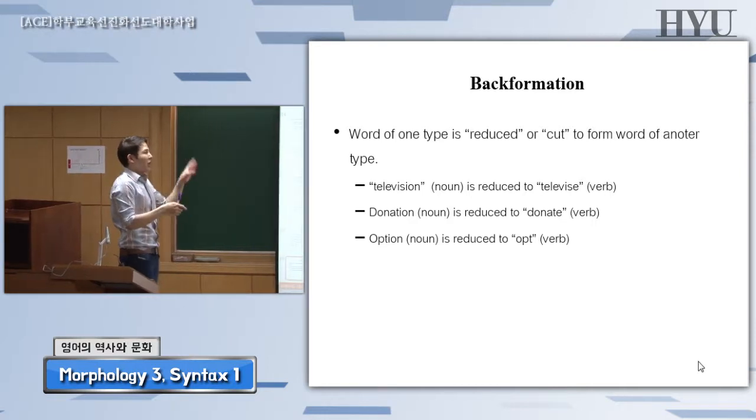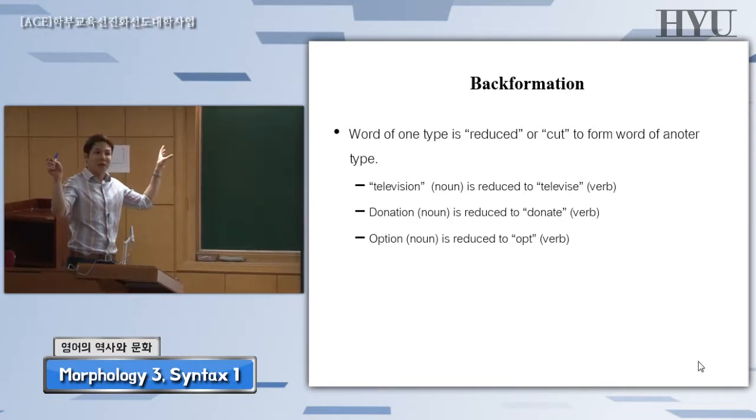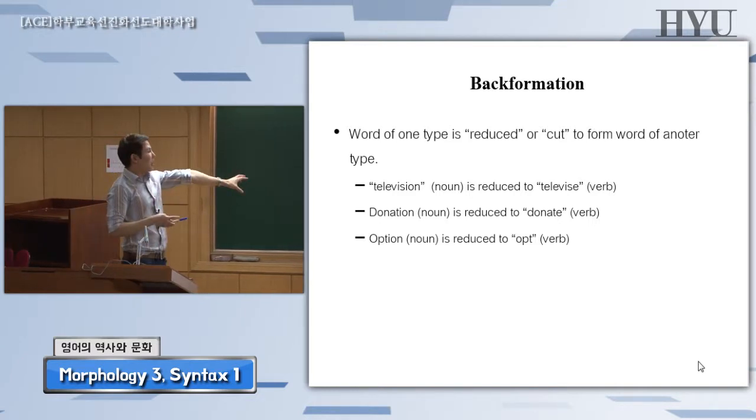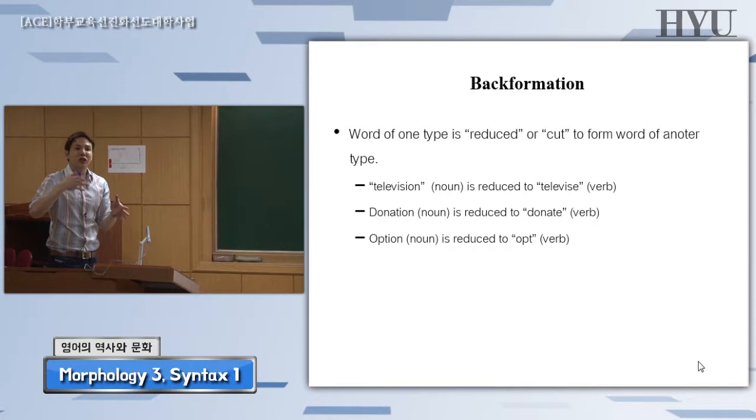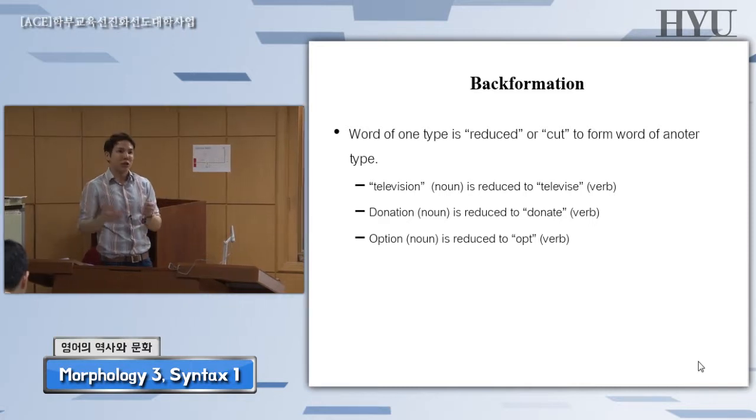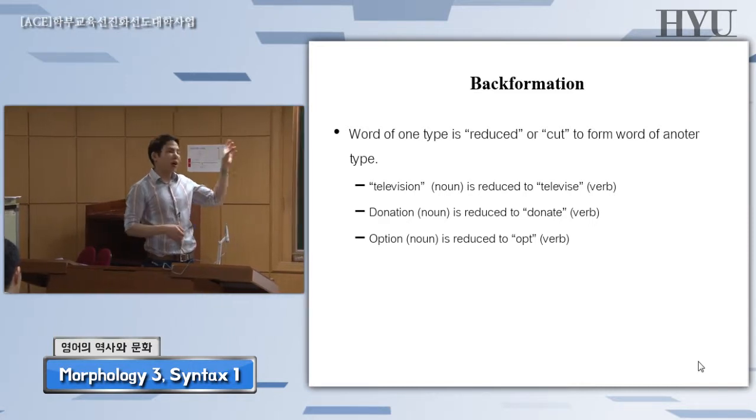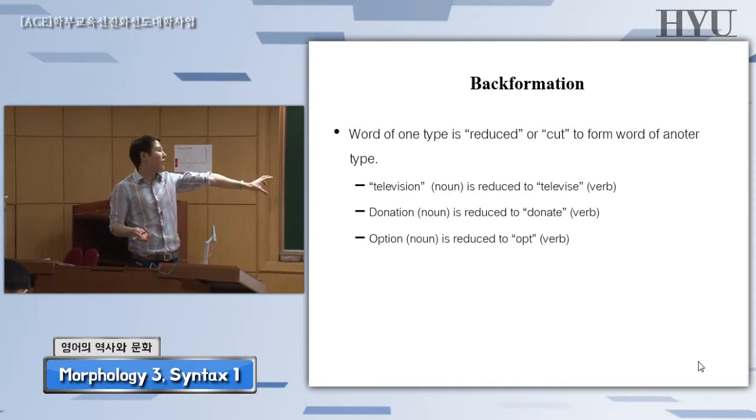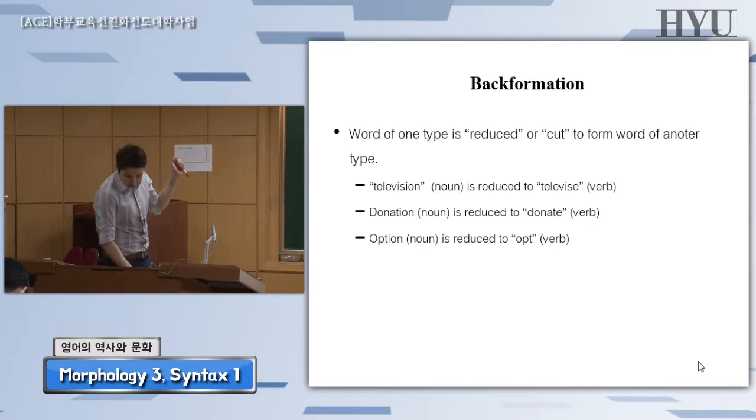Or donation, that's the origin of the word donate, right? Normally we would have donate to donation. Normally it would go that way. But back formation is backward forming, right? Or option is reduced to opt. I could opt for, to choose, okay? But the origin is option. Opt as a verb never existed before the coinage of option, okay? So this is called back formation.